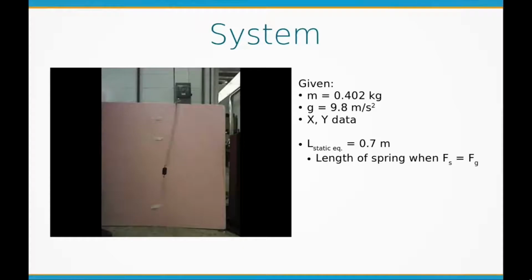So here's the video of the spring pendulum. We're given the mass of the weight at the end, which is 0.4 kilograms. We know the gravitational acceleration for Earth as 9.81 meters per second squared, and we're able to track the x and y position data of this weight in Tracker. We're also given the length of the spring as 0.7 meters when it's hanging with the weight on the end, meaning that when the force of the spring is equal to the force of gravity, its length is 0.7.